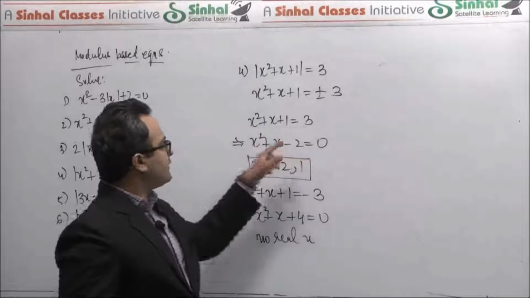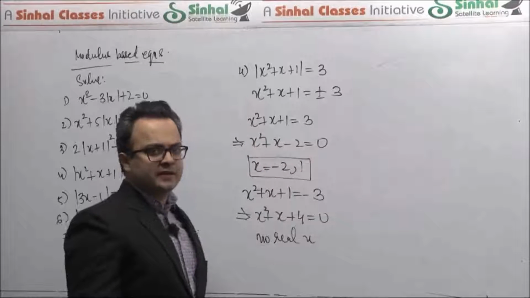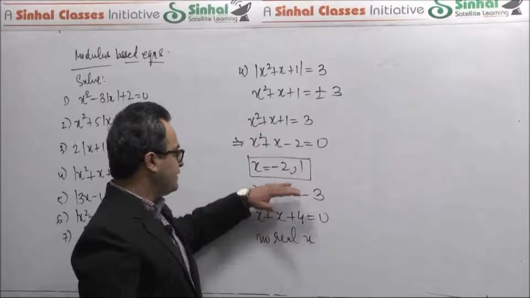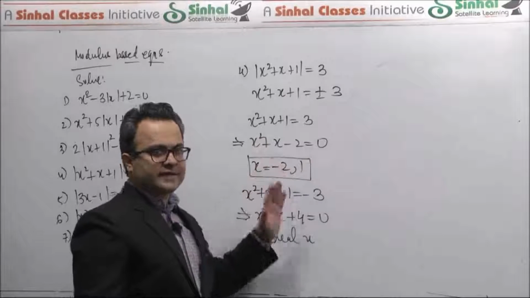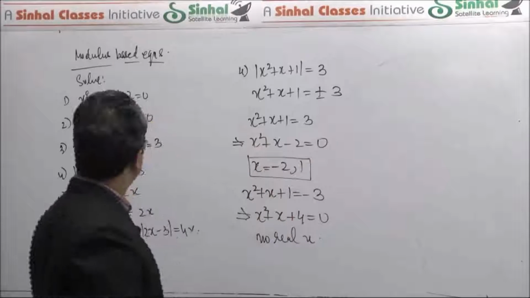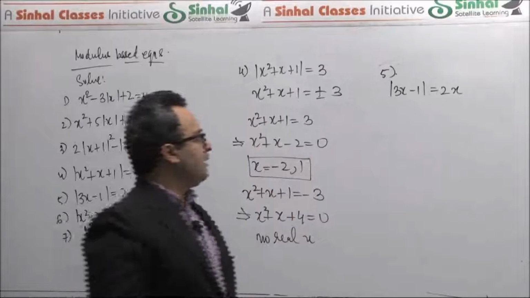In case of x square plus x plus 1 being equal to minus 3, it turns out it does not give me any solutions. So the final solution set also is this itself. So x can either be minus 2 or 1. We have to now be careful.